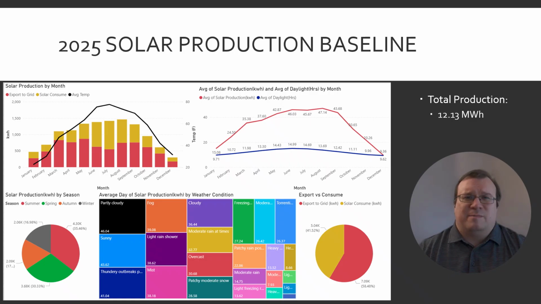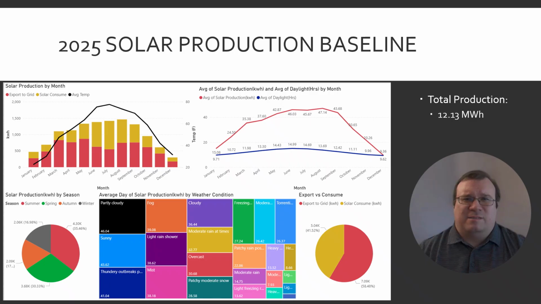In the solar production by season pie chart, we see most production occurred during the summertime with 35.46%. The second best was spring with 30.33%. The worst was winter with 16.98%.